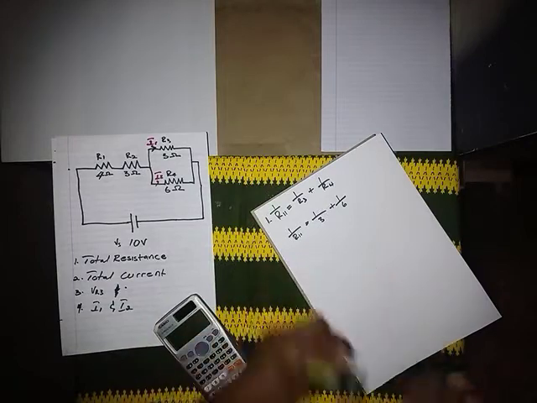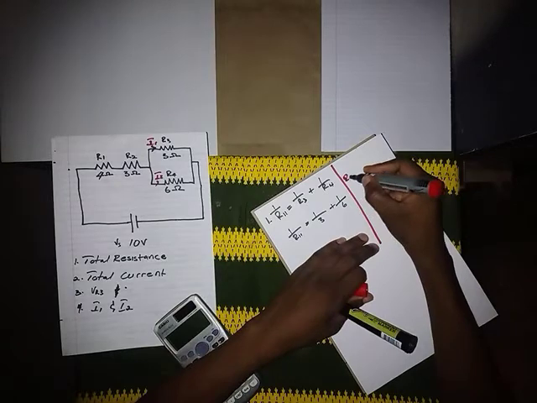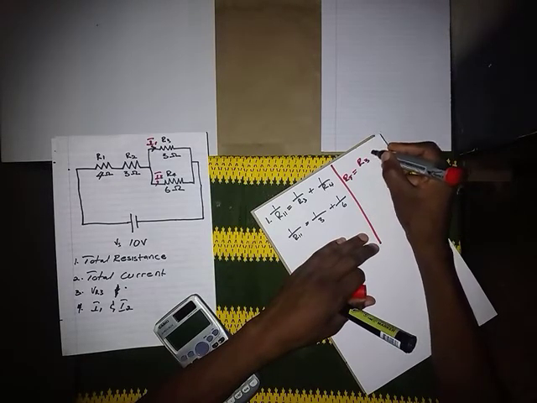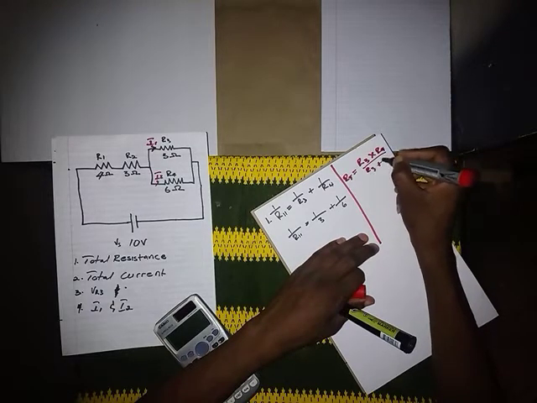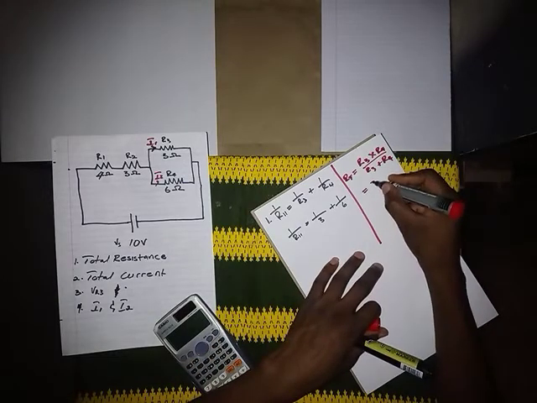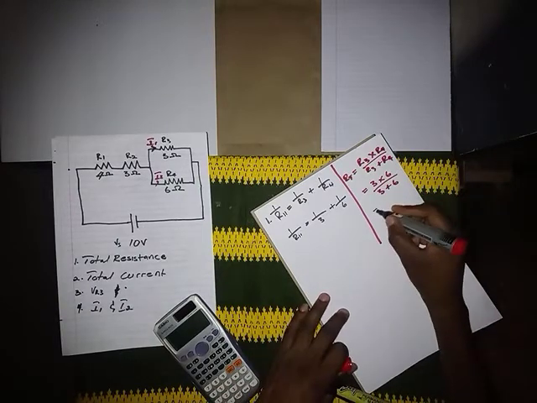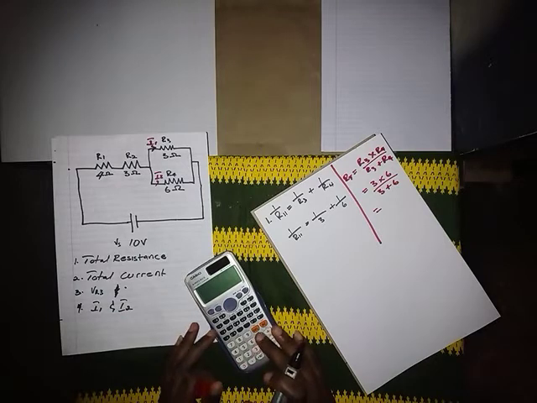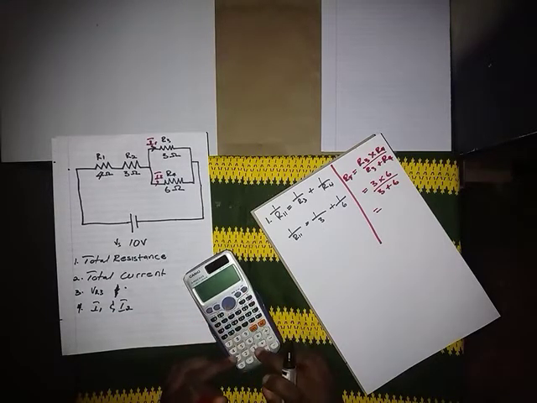Okay, there is another way to calculate this. Another way to calculate this is going to be R3 times R4 over R3 plus R4. It's going to be 3 times 6 over 3 plus 6. So this is another way to calculate this. You can use whichever you prefer, but they are both going to give you the right answer.